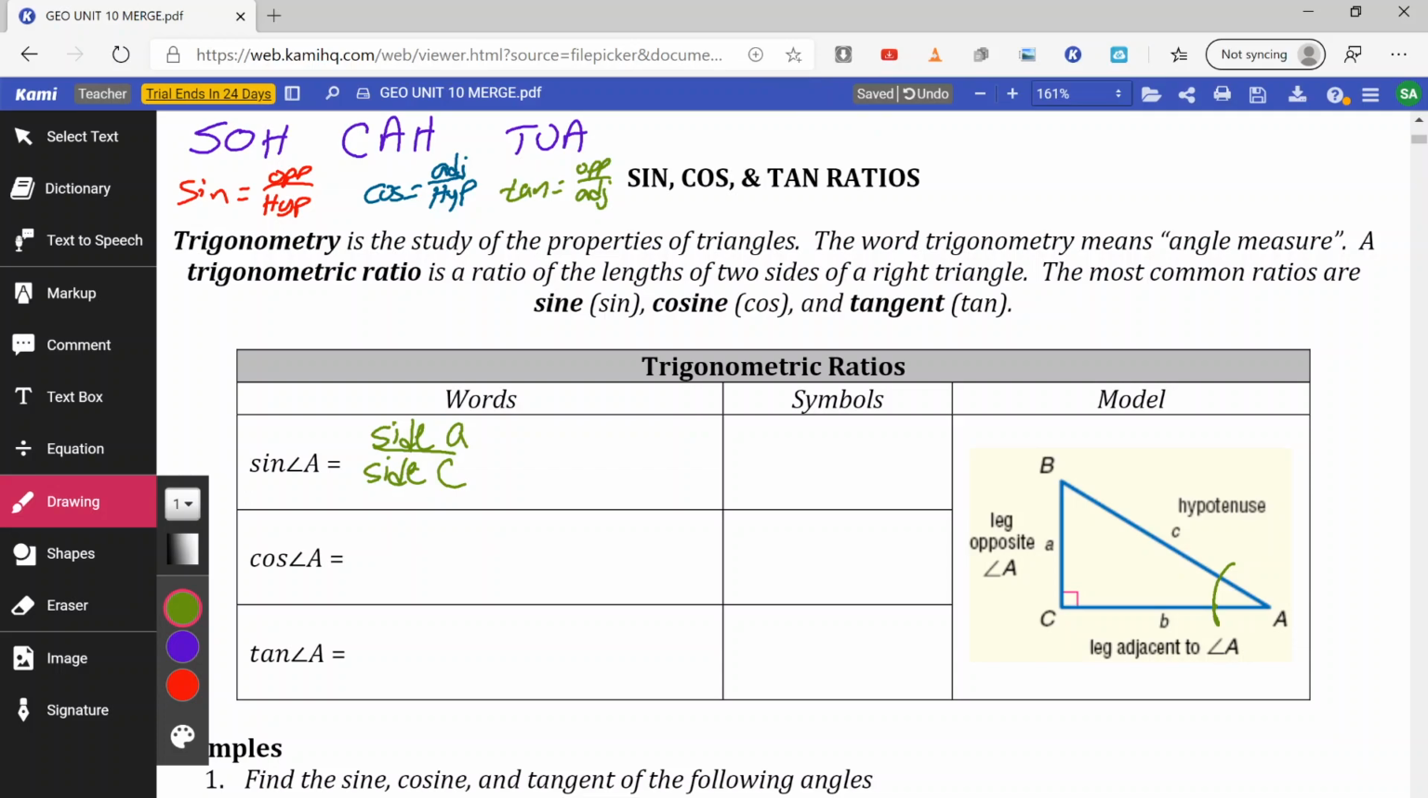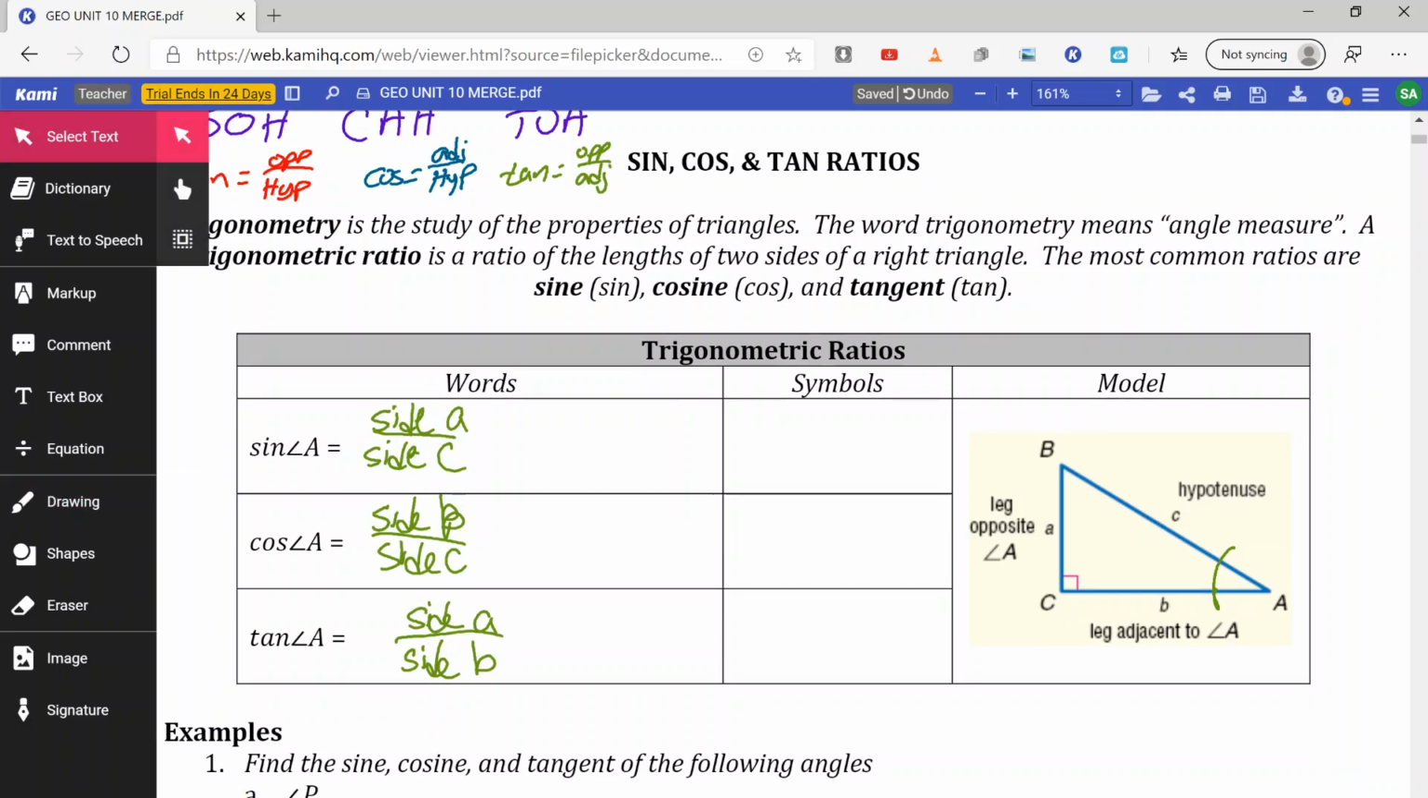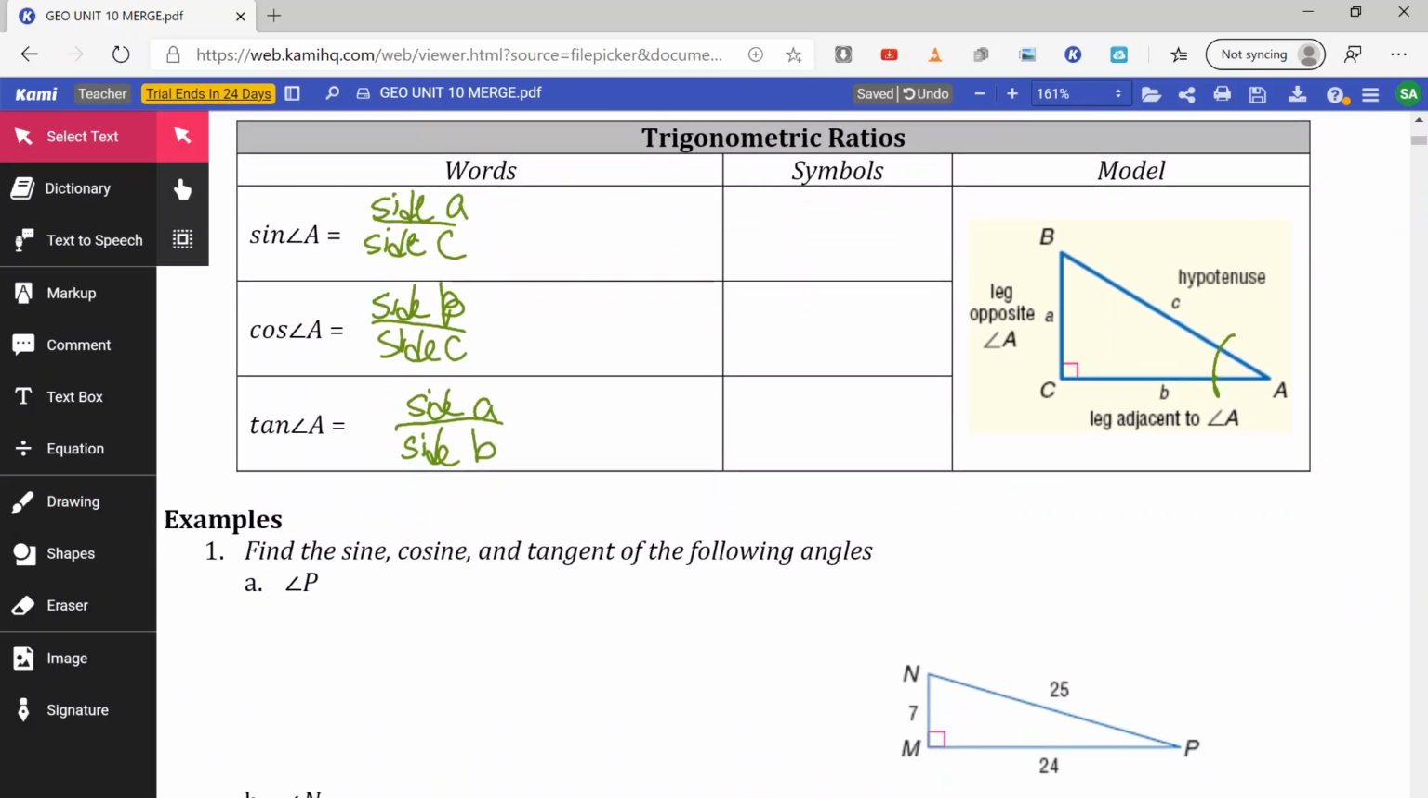Cosine A, cosine is adjacent, so the one right next to it. In this case, it's going to be side B over side C, adjacent over hypotenuse. And then tangent is opposite over the adjacent side B. So we're going to use that in order to figure out the ratio and measurements in simplest form.